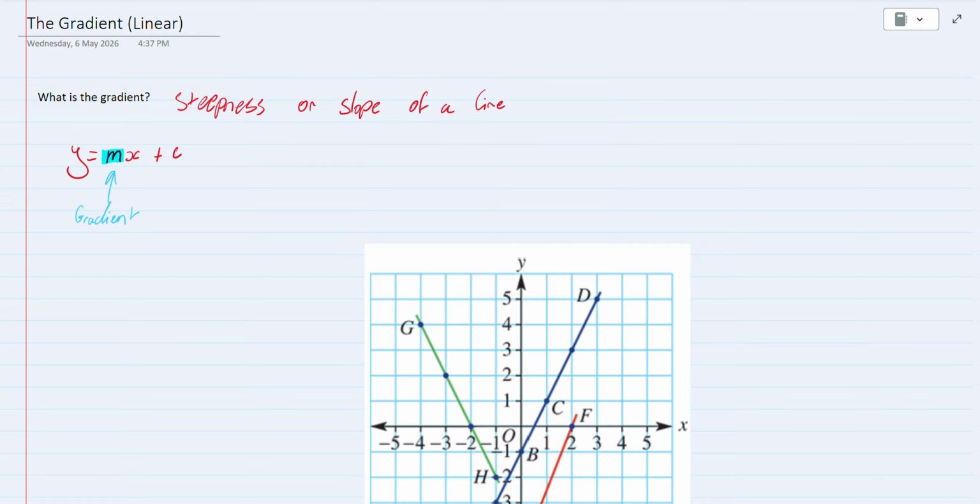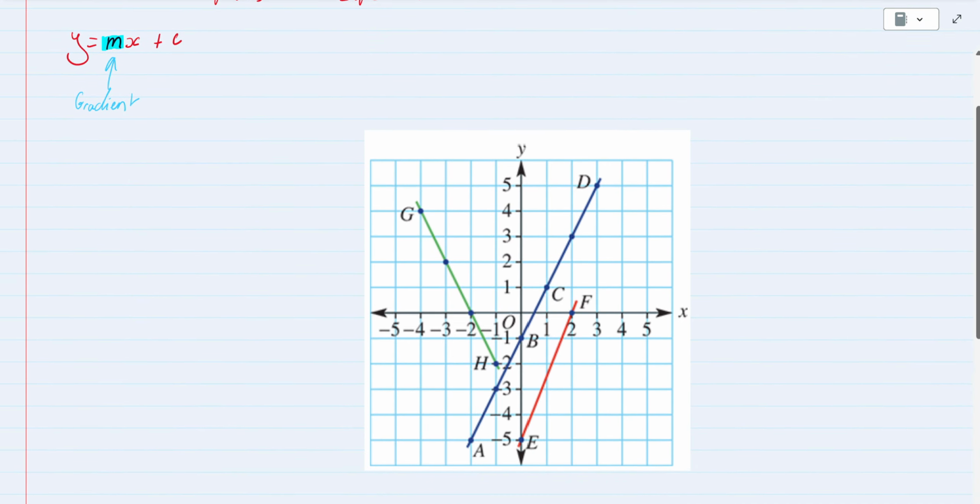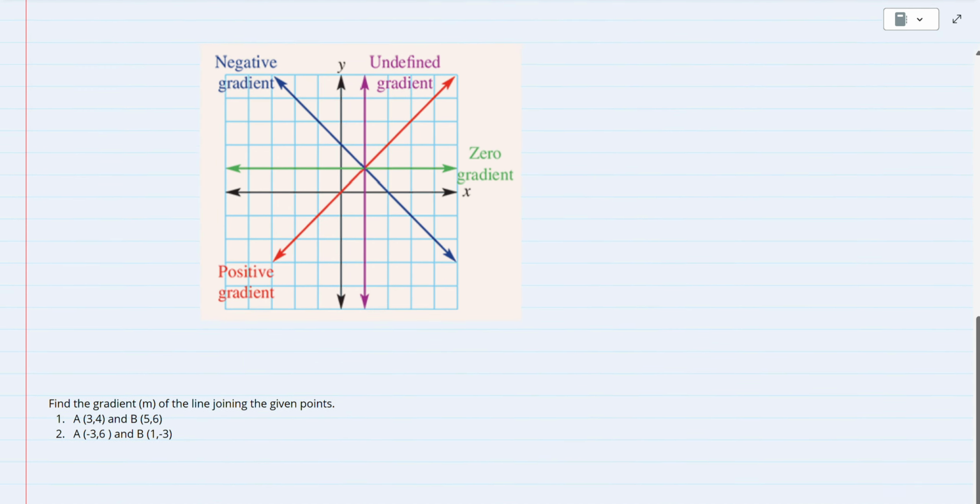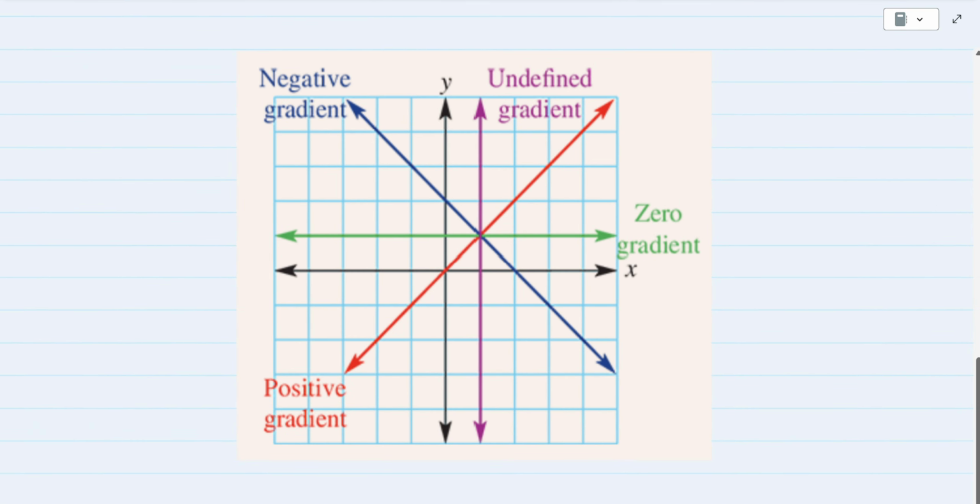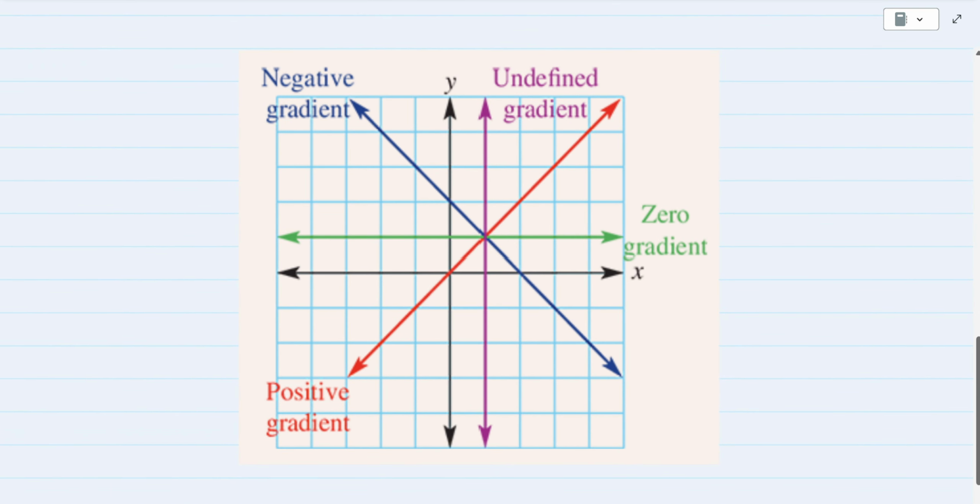Okay? And there's two ways to calculate the gradient. There's one using a visual representation, i.e. we're taking it from the graph, as you can see here. There's also another way when you're given the coordinates first. But before we get to that, I just want to draw your attention to this. There's 4 different types of lines that we can have. Our black lines on this visual are our Cartesian plane lines. Okay, so they're our reference points.